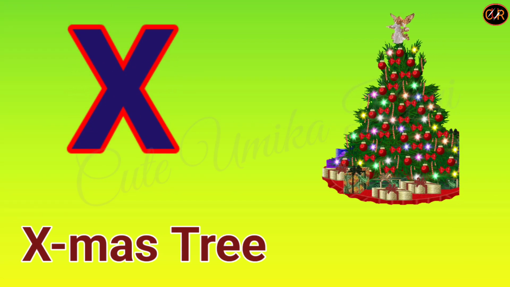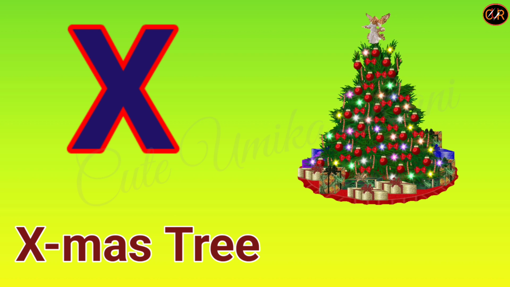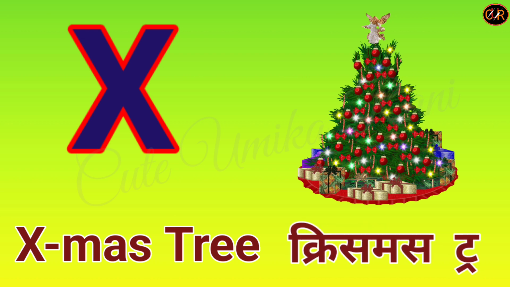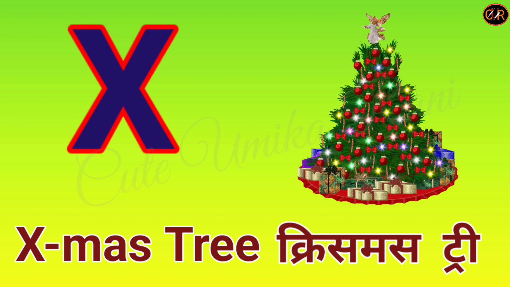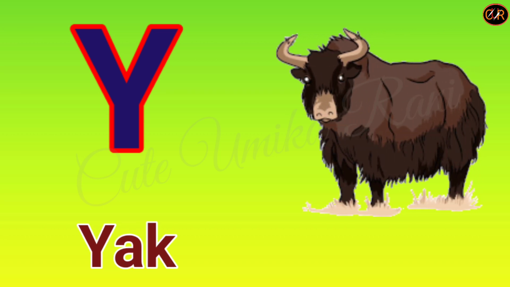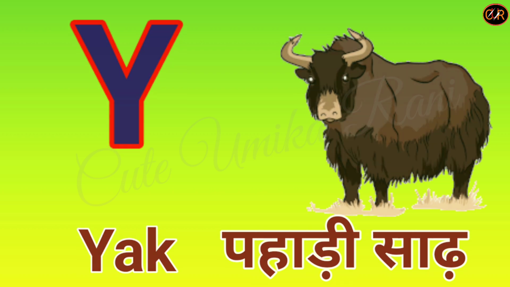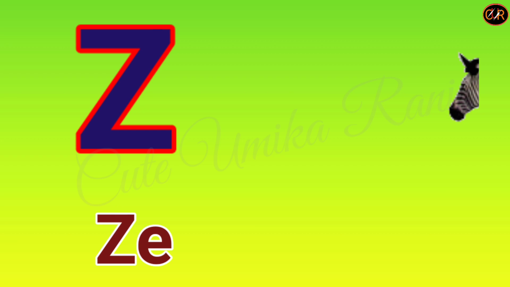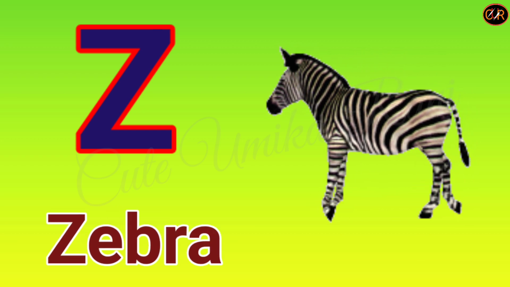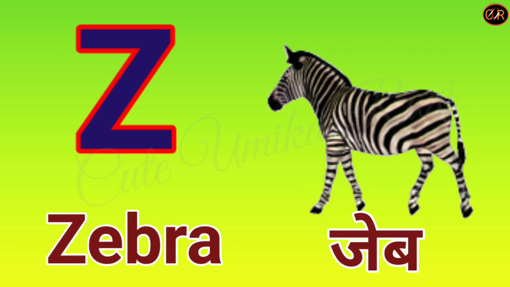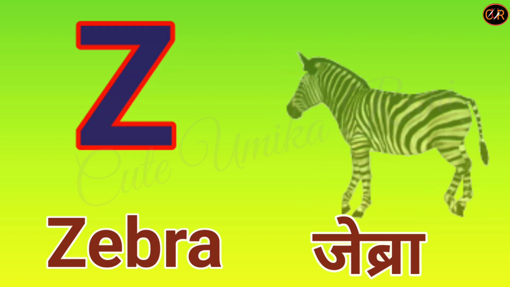X for Xmas tree. Xmas tree means litmatri. Y for yak. Yak means palitan. Z for zebra. Zebra means zebra.